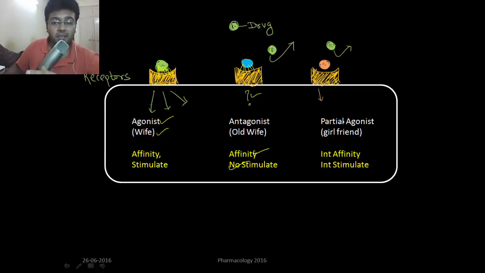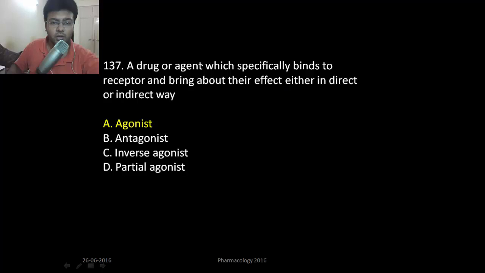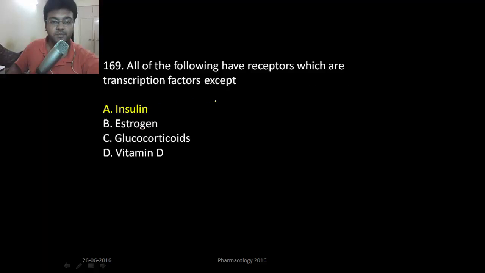And what about a partial agonist? It binds with intermediate affinity. It works and stimulates with intermediate stimulation and doesn't allow the agonist to bind. These are like girlfriends. This binds to the husband and slowly stimulates the husband, and on top of that they will keep the wives away, right? So: agonist, antagonist, and partial agonist. A drug or agent which specifically binds to a receptor and brings about its effects in a direct or indirect way, these are agonists. All the following have receptors which are transcription factors except, look, insulin.